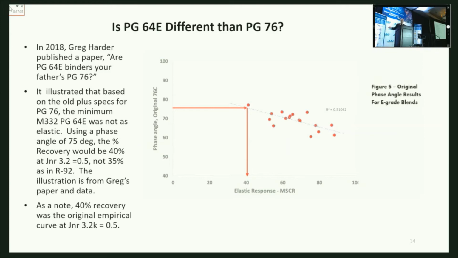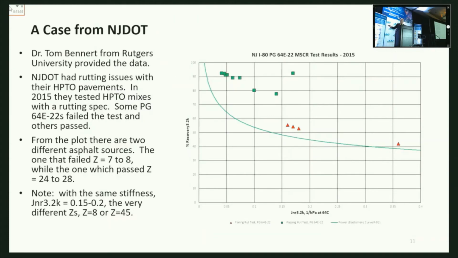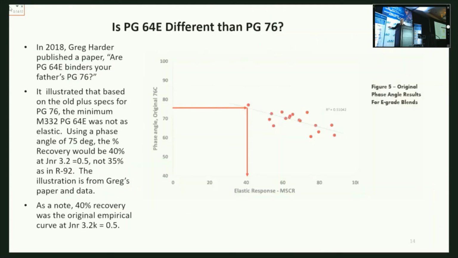I'm going to go back to a slide. Okay. At 0.5, you're at 35. That's what the curve is. So this is 5 points higher at 40. And the original curve that was drawn in the provisional standards had the curve at a JNR of 0.5 at 40%.